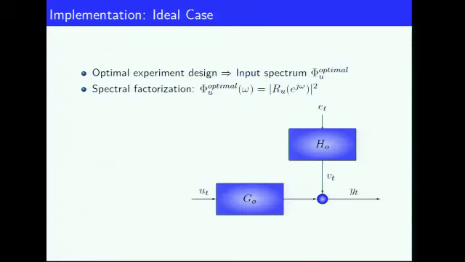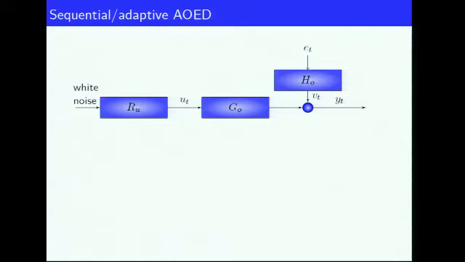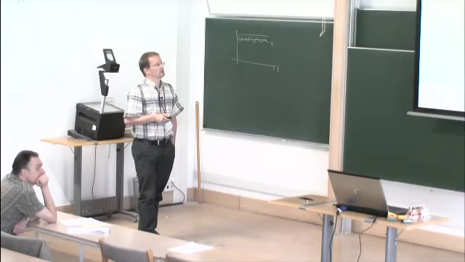So then, if this is my system, I add white noise as input, but I filter it through this filter before I apply it to the system. And then U here will have phi U optimal as a spectrum. So it's very simple. Now in practice, we don't know the true parameter which we need in our experiment design, so we are led to some sequential or adaptive approach. So it's also very straightforward.